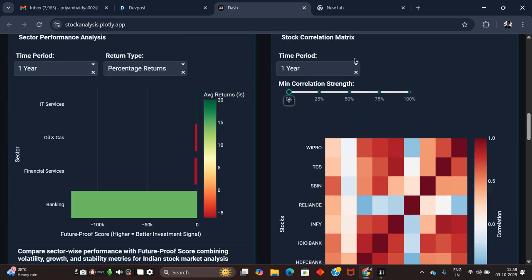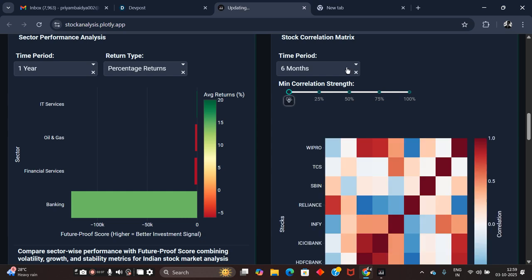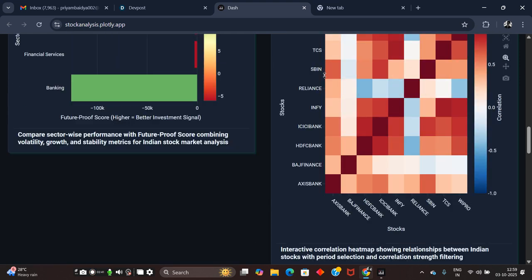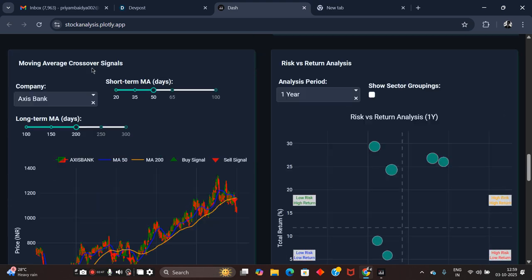Now the stock correlation matrix. This heat map shows how different stocks move together, useful for portfolio diversification. We can choose the time period as 6 months, annually, or 2 years. So as we see, the different companies are here: TCS, SBI, Reliance, Infosys, ICICI, HDFC, Bajaj Finance, and Axis Bank. As we move downwards, we see the moving average crossover signals.